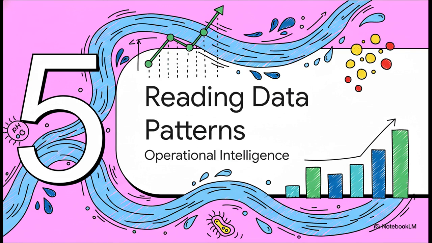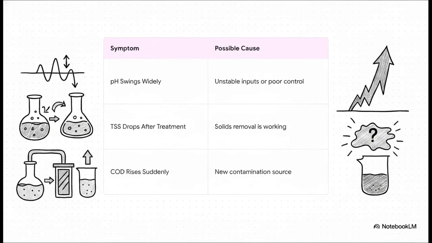Okay, so now that we've got a handle on the individual parameters, let's zoom out a bit and talk about reading the patterns. Because look, a single number is just a data point. But when you see a pattern, that's when you get real operational intelligence. Let's see how these things work together. If your pH is just swinging wildly from one day to the next, that points to an unstable process somewhere. If your TSS drops way down after your treatment system, hey, you know it's working.